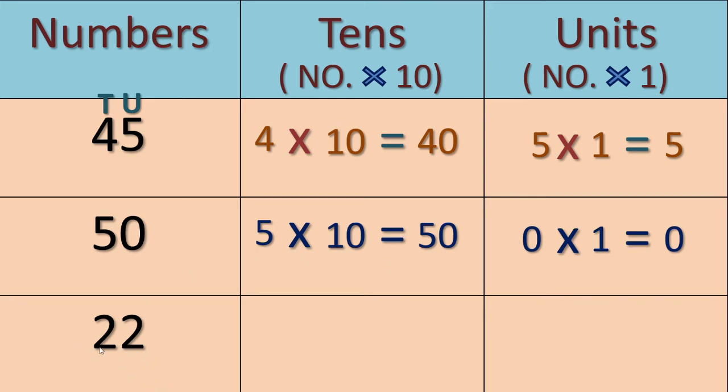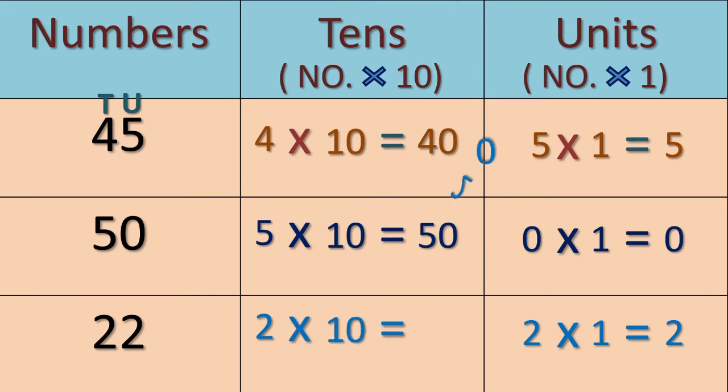Here you can see the same number twice. 2, 2. 22. Correct? Now we will take these 2 first. 2 multiplied by 1. That is 2 ones are 2. Now we will take this 2. 2 multiplied by 10. That is equal to 2 tens are 20. Got this, children? Yes.